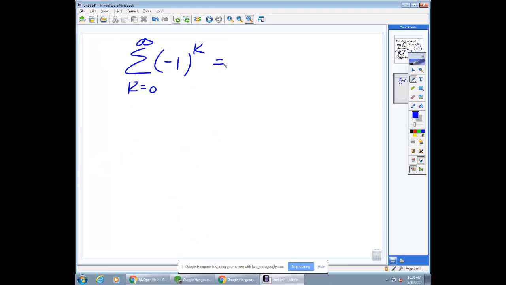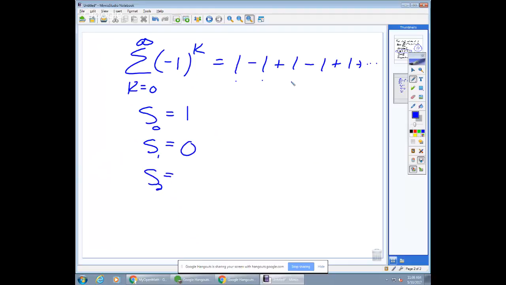We'll get a 1 minus 1 plus 1 minus 1 plus 1, and it just continues like that forever. If we look at partial sums, the 0th sum is 1. The first, S sub 1, would be 1 minus 1 or 0. S sub 2 would be a 1. S sub 3 is 0. So the partial sums alternate between 1 and 0. Do they converge then? What do you think? What does it mean to converge?